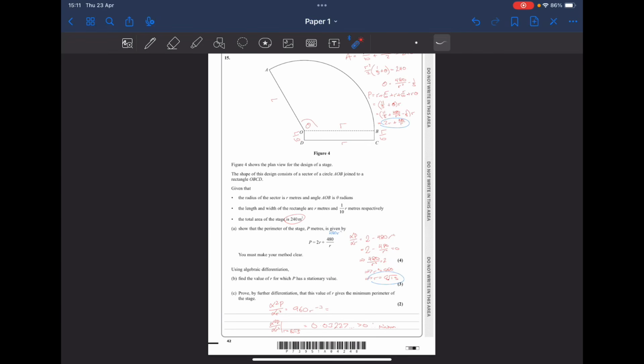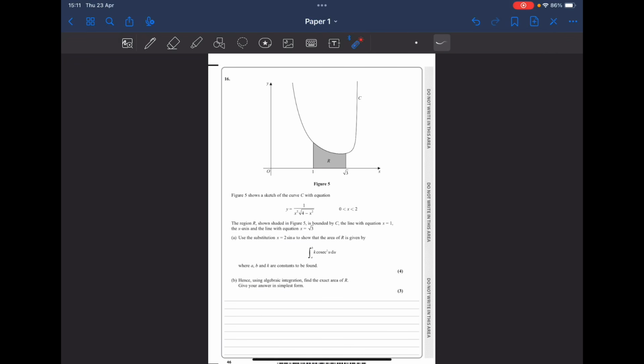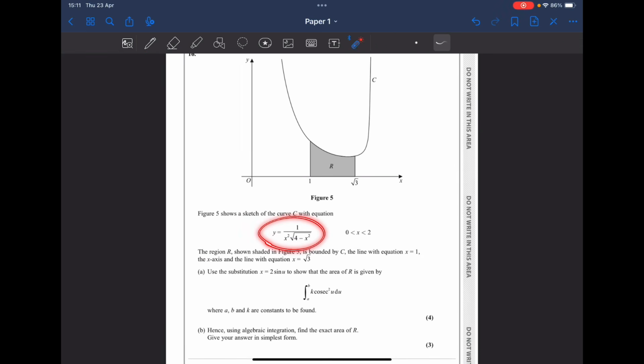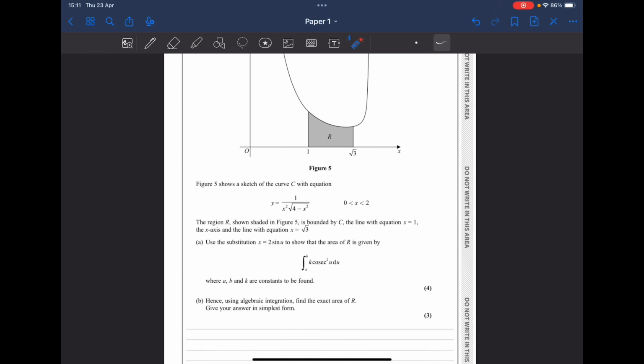Lovely jubbly. Let's keep going then. Do we have any more on here? Yeah, number 16. So we've got something here. We want to integrate it, don't we? Is that the whole thing, really? Use a substitution. So if we just found the whole thing, we'd get all the marks. So let's do that. We will do the substitution they want us to do, though.